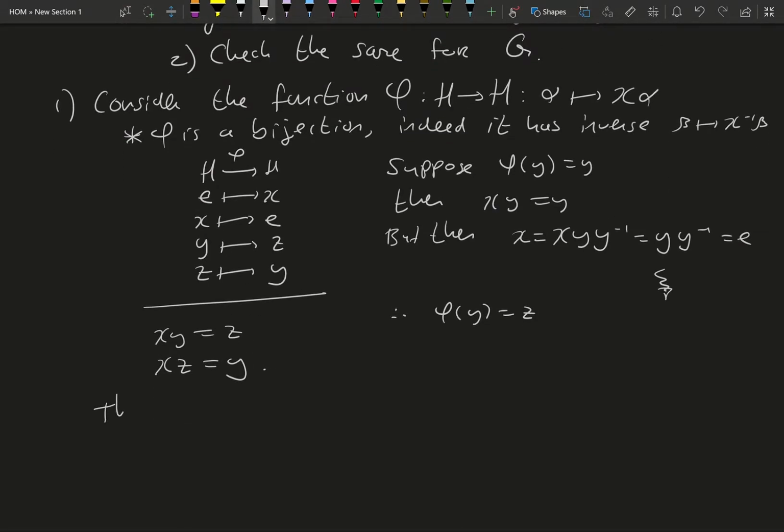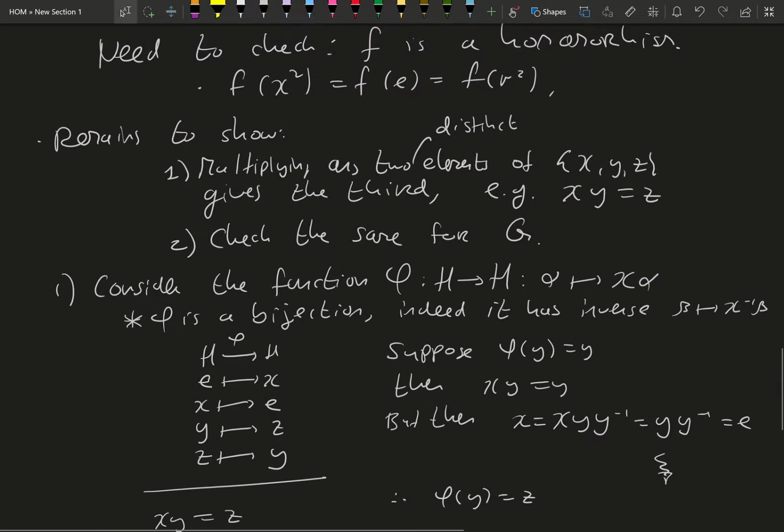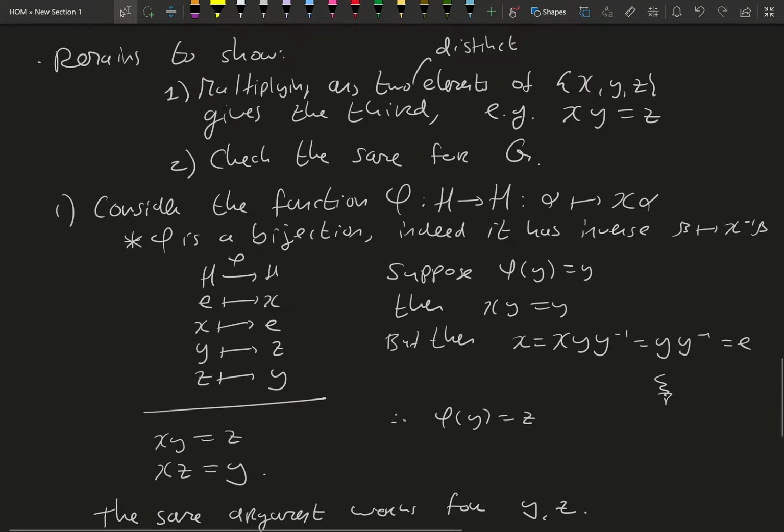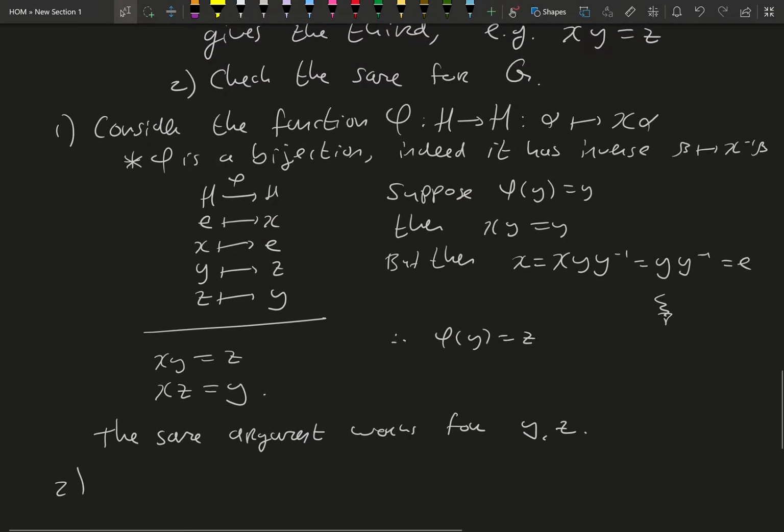And the same argument works for Y and Z. Okay, so we've checked number 1, that multiplying any two distinct elements of X, Y, Z gives the third. Now we need to check the same for G, but here we only need to remark that G is also a group of order 4, where every element which is not the identity has order 2. So I can just repeat this whole argument for G, and then we get the same. Okay, so this is already done.